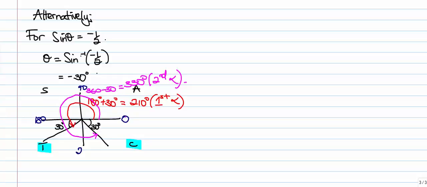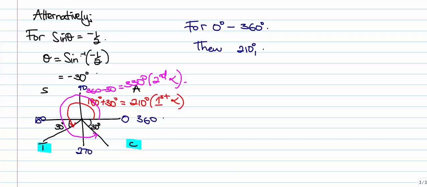Why am I including those axes? We have only described one complete cycle because our range is from 0 degrees to 360 degrees, which is only one complete cycle. And I'm saying for 0 degrees to 360 degrees, those are the two angles we have.